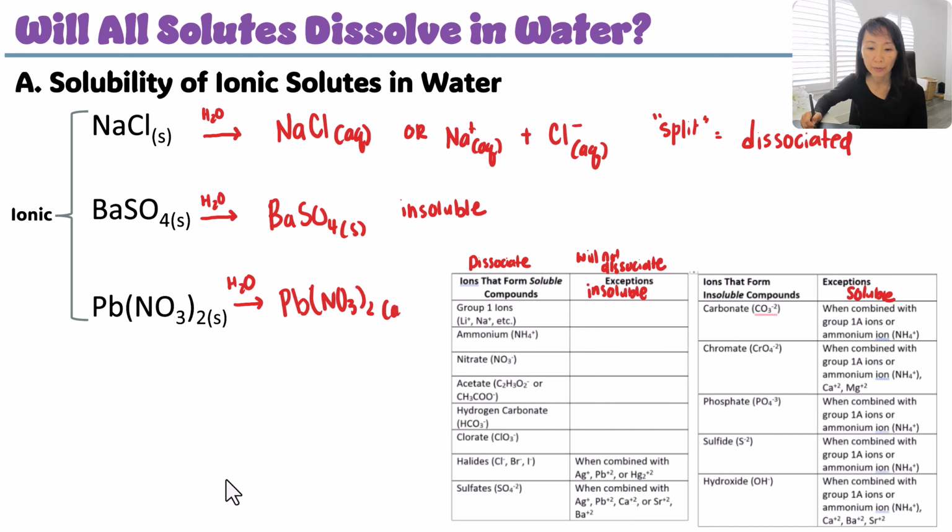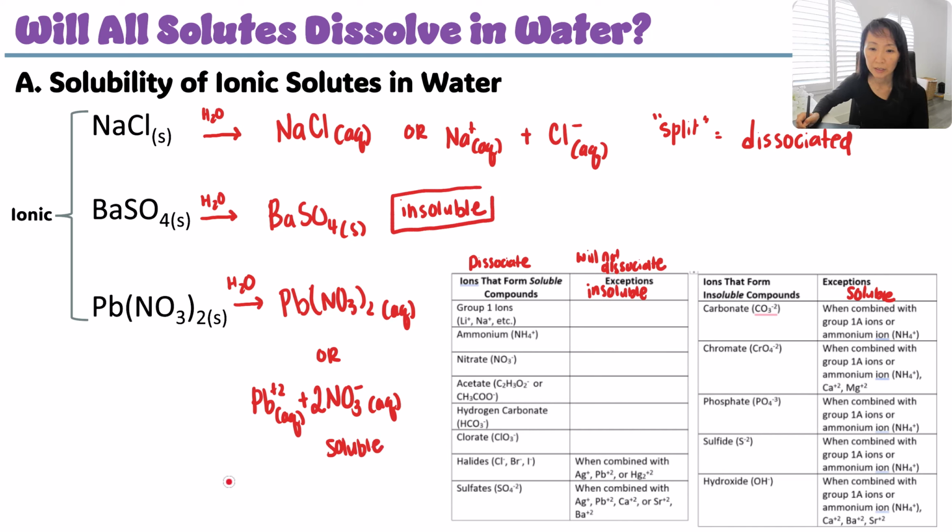NO3 aqueous, or you can write this in a split format, Pb plus 2 and NO3 minus, and there's two of them. Let me write aqueous. And this is soluble. So this one is insoluble, this one is soluble, and then we know this is also soluble. Sodium chloride is soluble. And that's because all sodium, right here, and even chlorine are soluble.